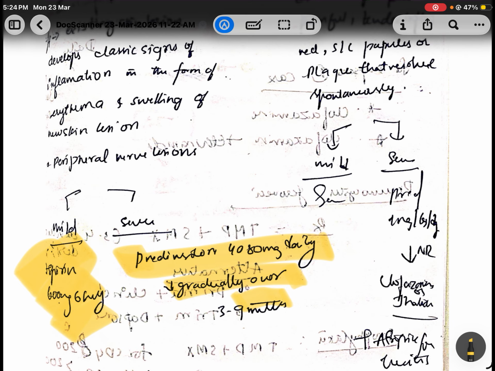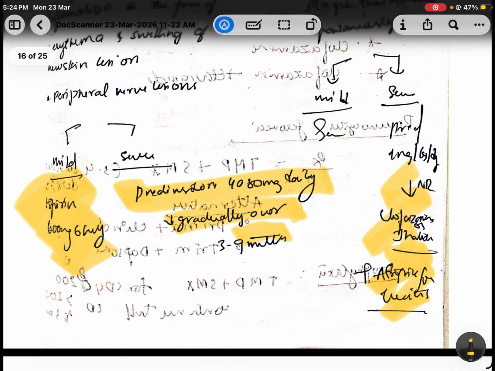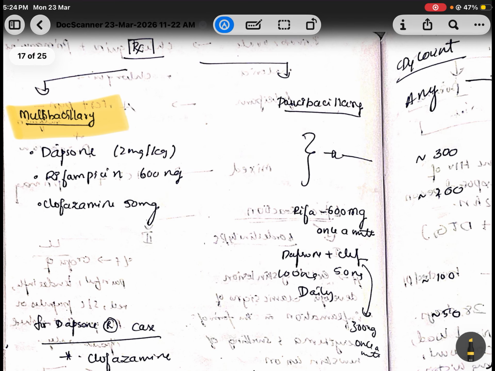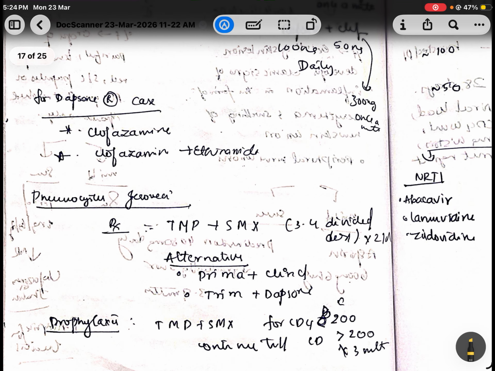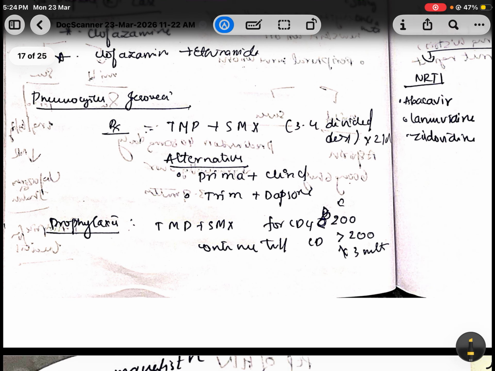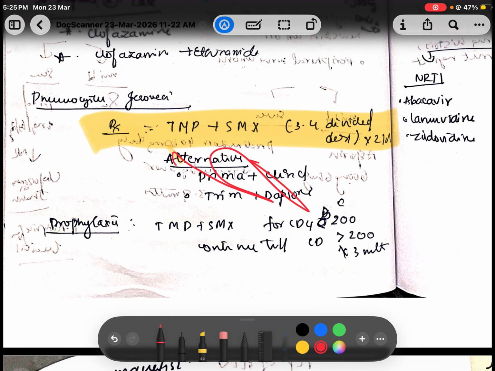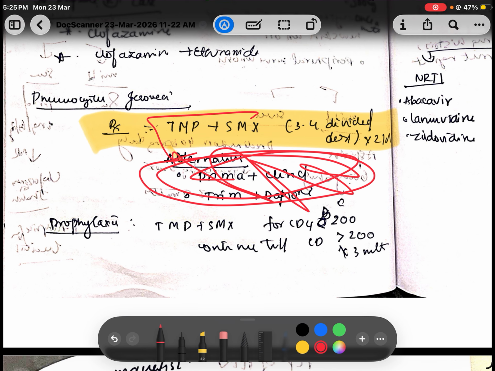Based on that, again, you can study it accordingly. And how do you go about multibacillary and paucibacillary treatment? Then Pneumocystis jirovecii, I have just written the treatment. Again, I don't recommend you remember the alternative part, because remembering this itself is much. So you can just mention this, and that is more than enough.